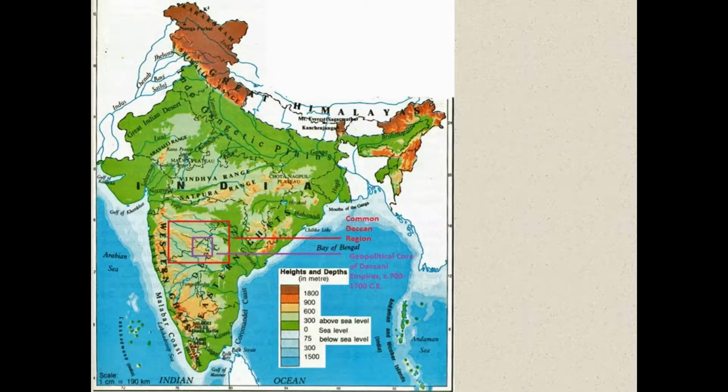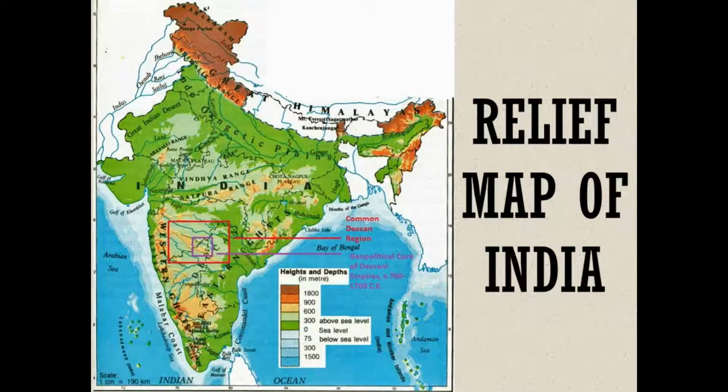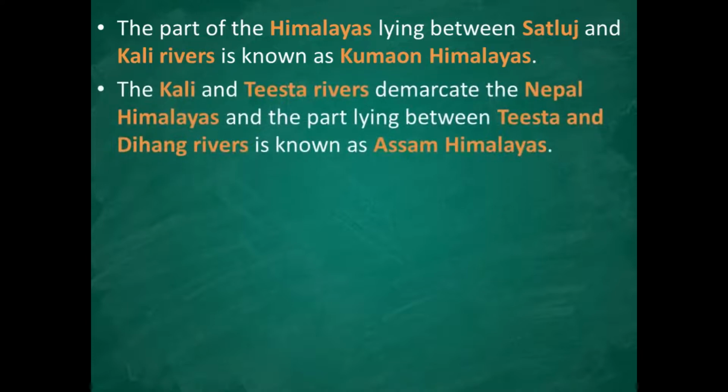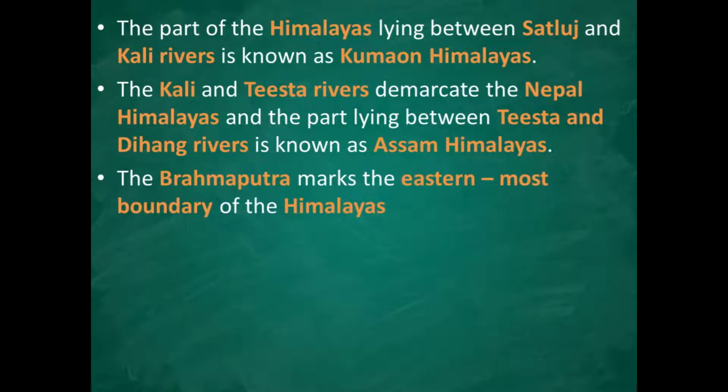This is the picture of relief map of India, where we can see all the major physiographic divisions of India. The part of Himalayas lying between Satluj and Kali rivers is known as Kumaon Himalayas. The Kali and Teesta rivers demarcate the Nepal Himalayas, and the part lying between Teesta and Dihang rivers is known as Assam Himalayas. The Brahmaputra marks the easternmost boundary of the Himalayas.